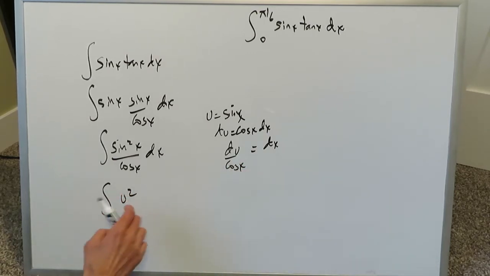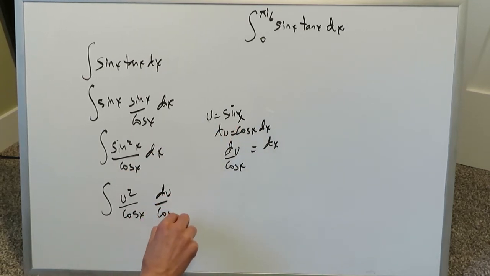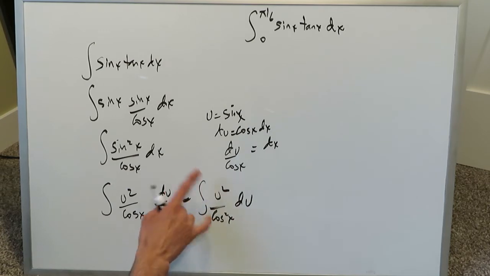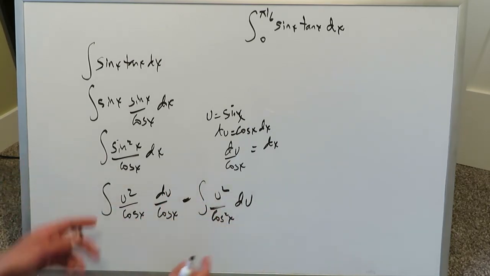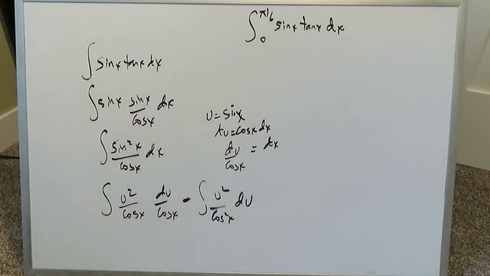You have u squared here coming in place of sine x, because sine x is u. You have over cosine x, and du over cosine x, and you end up getting u squared over cosine squared x du. You have two different variables, one in terms of u, one in terms of x, and you have not gotten anywhere, which shows you that this question should have been handled another way.